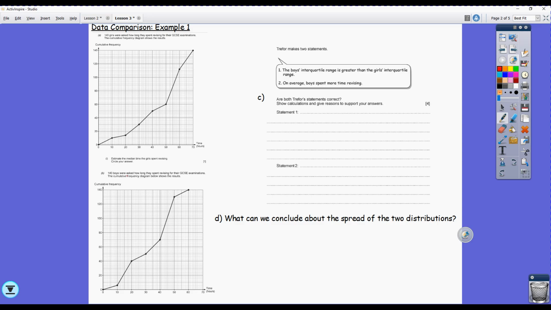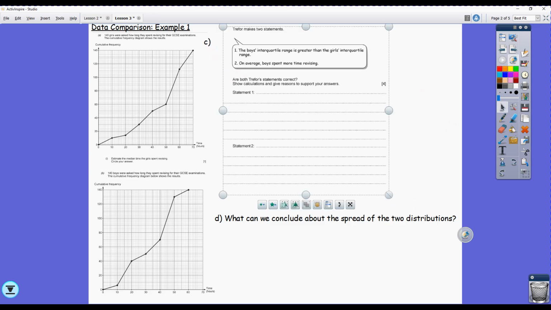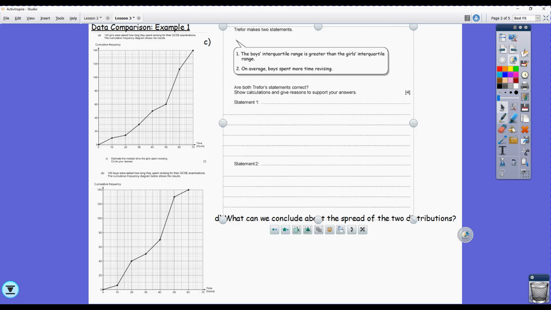Now, Trevor makes two statements. The first statement is that the boys' interquartile range is greater than the girls', and the second is that on average, boys spent more time revising. Now, we need to use the two cumulative frequency graphs to evaluate the truthfulness of Trevor's statements. So, are they both correct? Show calculations and give reasons for marks. So, obviously, working out is going to be very important here.